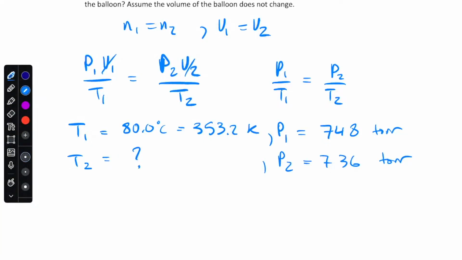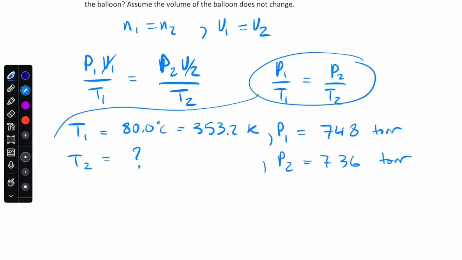So calculate for T2. If we take this equation and rearrange it, we can say that T2 equals P2 over P1 times T1. Just a little bit of algebra there to get us to that spot.